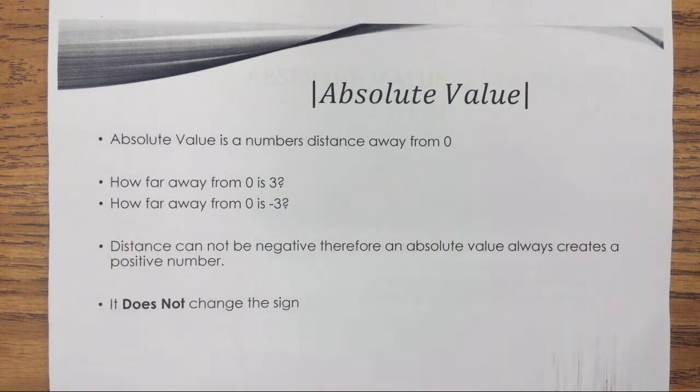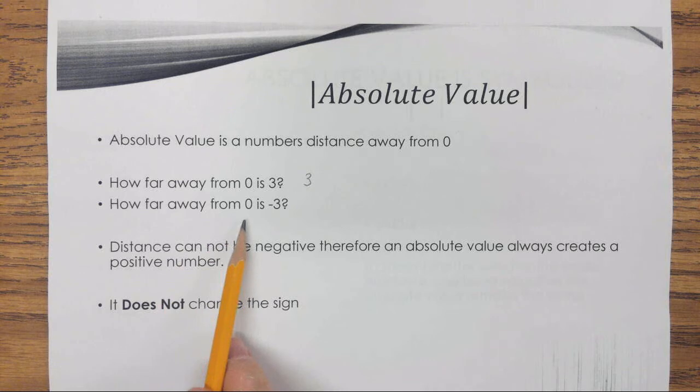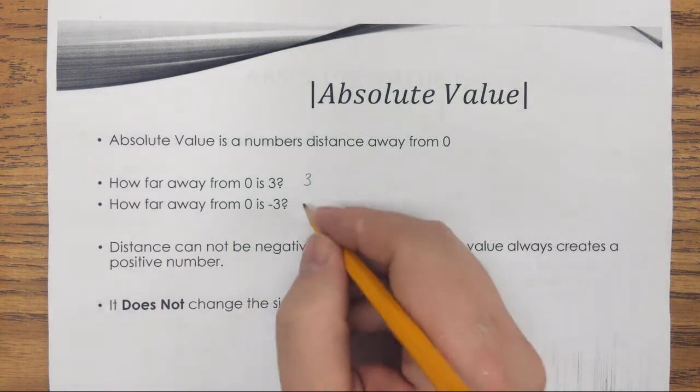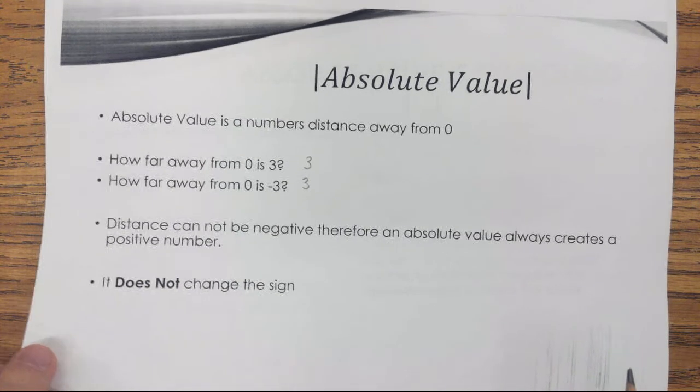Absolute value. What is absolute value? Absolute value is a number's distance away from zero. So, for instance, how far away from zero is 3? That's right, 3. How far away from 0 is -3? Well, it's 3 spaces away. But distance can't be a negative number, therefore an absolute value always creates a positive number. Okay? It does not change the sign.